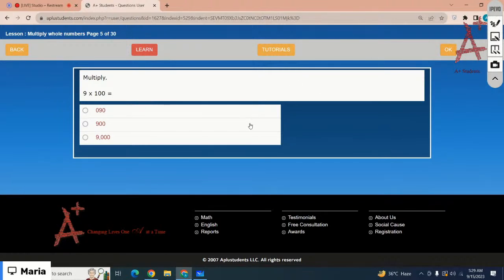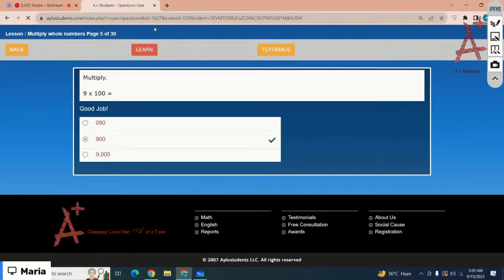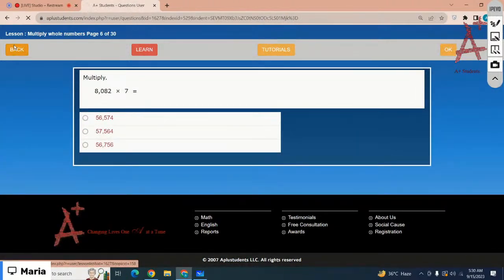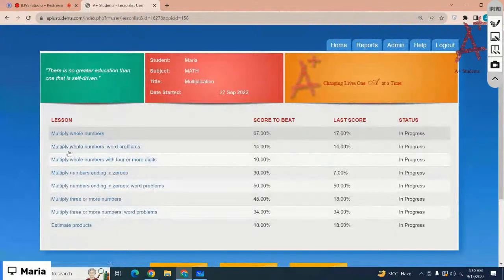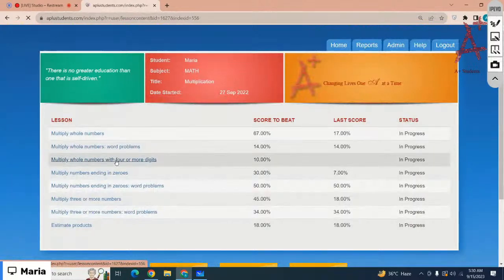Okay, you can complete the lesson by yourself later today. That's your homework, to complete all the practice questions for the lessons we have done today. The next lesson is multiply whole number word problems. You have to do this lesson on your own. That is exactly the same; you just have to multiply the numbers.